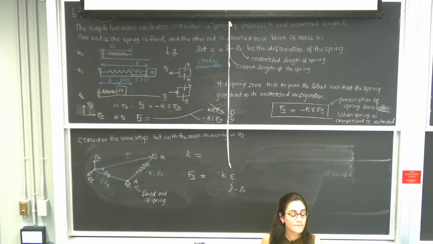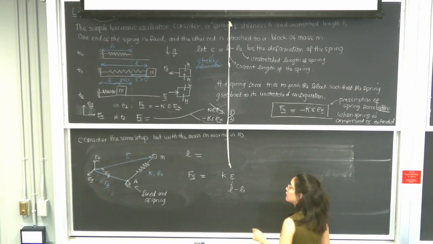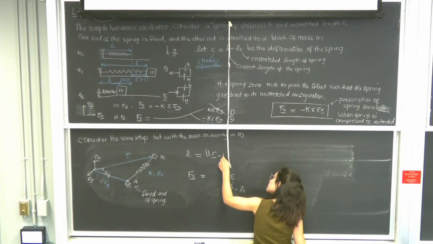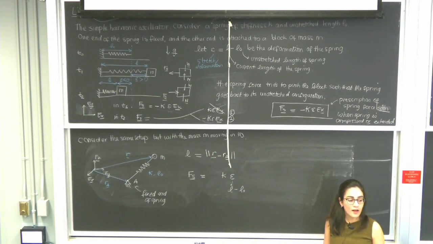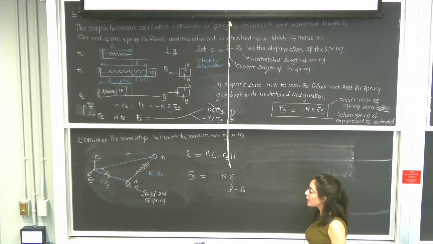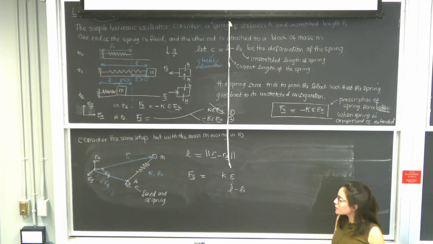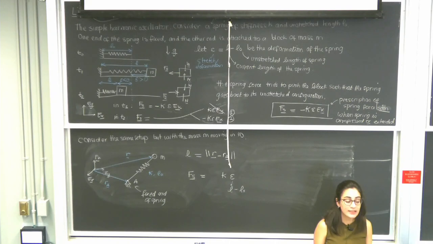Yes? The magnitude of the vector R minus A. Raise your hand if you agree with this. Okay, great. That's it. Yes, that's the length L. Perfect. So that's L. So now once we have L, we can calculate the stretch of the spring.